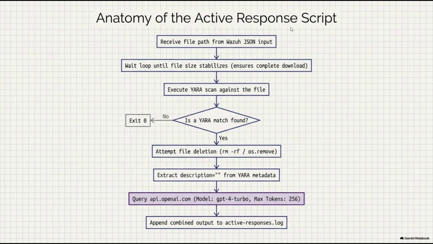This is how the active response script will automatically work. It receives a file from the Wazuh JSON input. It waits for the file to stabilize, ensuring the complete download, and executes Yara scans against the file. If a Yara match is found, it attempts file deletion. If not, it exits there itself. Then it extracts the descriptions from the Yara metadata and sends the query to OpenAI, based on the configuration or the model you have chosen. Then it appends the combined output to the active response logs.